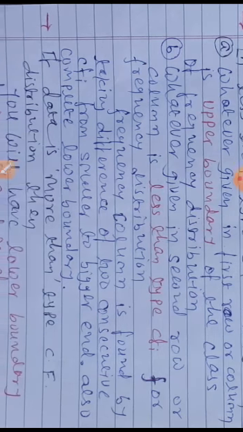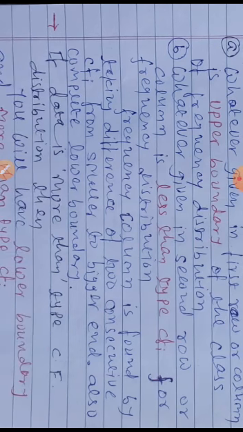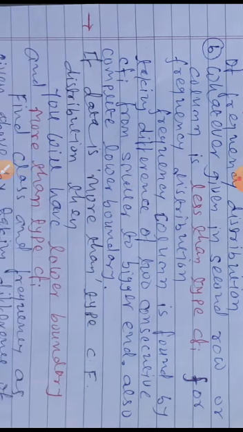So how to convert? The frequency column is found by taking the difference of two consecutive CFs from the smaller to the bigger end. Smaller to bigger end means sometimes it is in increasing order, sometimes in decreasing order. So we have to start from the smaller end, and we have to complete the boundary also, the lower boundary.